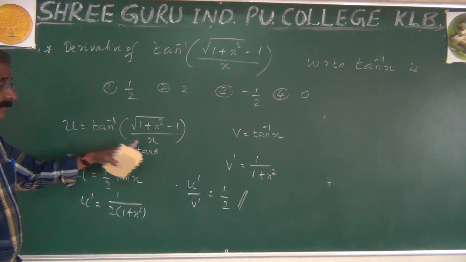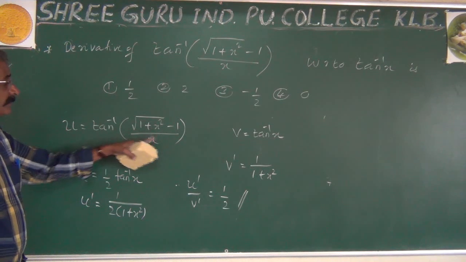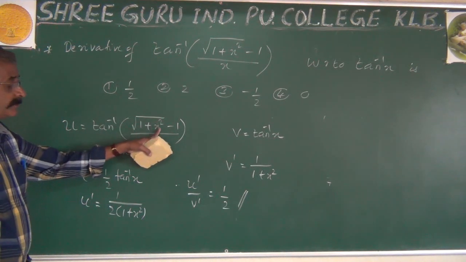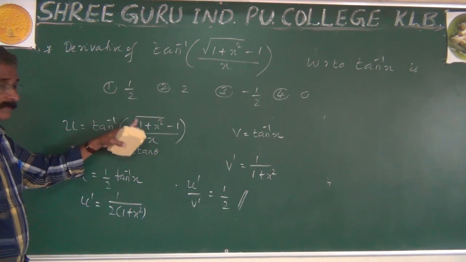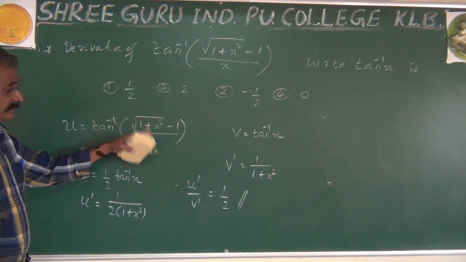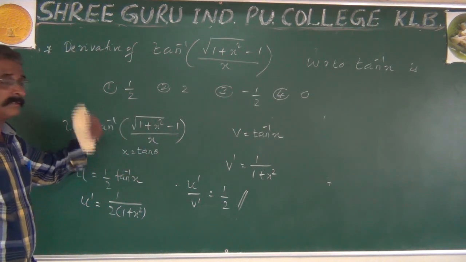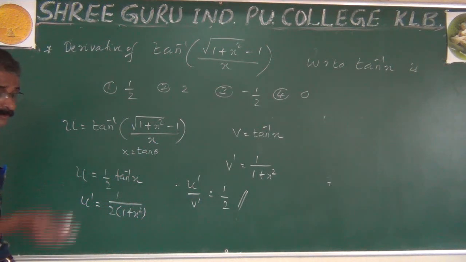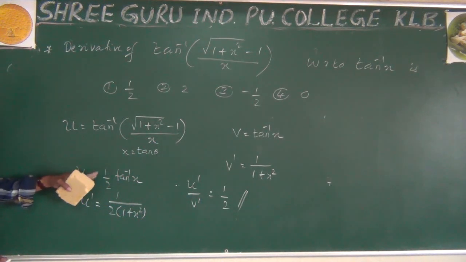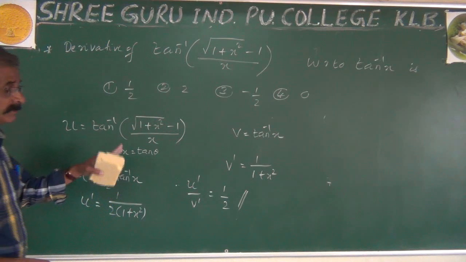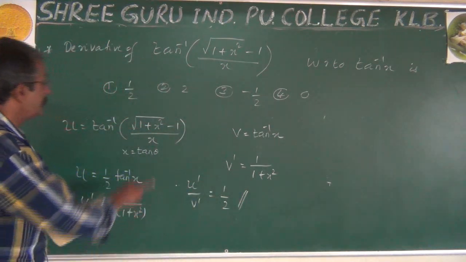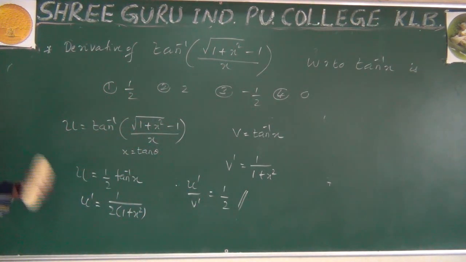Actually, in theory you have to work out two steps. Put x equal to tan theta, 1 plus tan square theta is secant square theta, root secant square theta is sec theta, minus 1, sec theta is 1 by cos theta, etc. Then after taking some more steps, you will get the result as 1 by 2 tan inverse x. But I advise that you remember this answer for the MCQ examination.